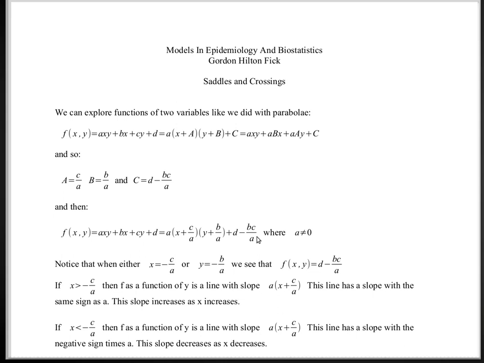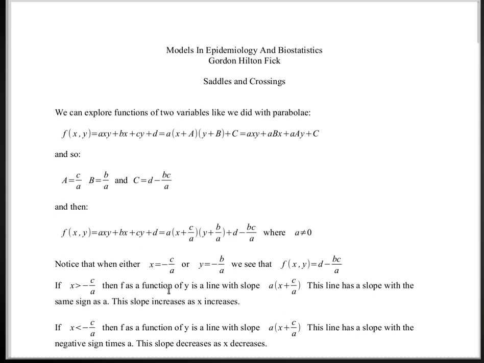Now, kind of like completing the square, and kind of like the parabola, we can then explore the implications. Let's, for example, look at what happens if x is minus c over a. That means that all of this expression is 0. Further, if y is equal to minus b over a, then this number is 0, meaning all of this expression is 0. What does that tell us?